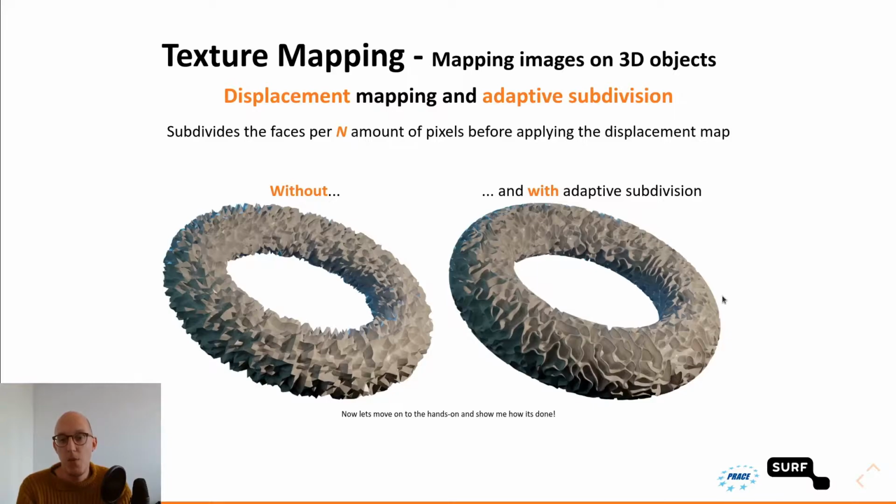And you have to keep in mind, if you do a subdivision per 1 pixel, it generates a lot of geometry that has to be stored on your GPU. So your GPU needs to be able to handle this amount of geometry. So I usually start with a subdivision per 4 pixels and then go down from that to see if my graphics card can handle it.